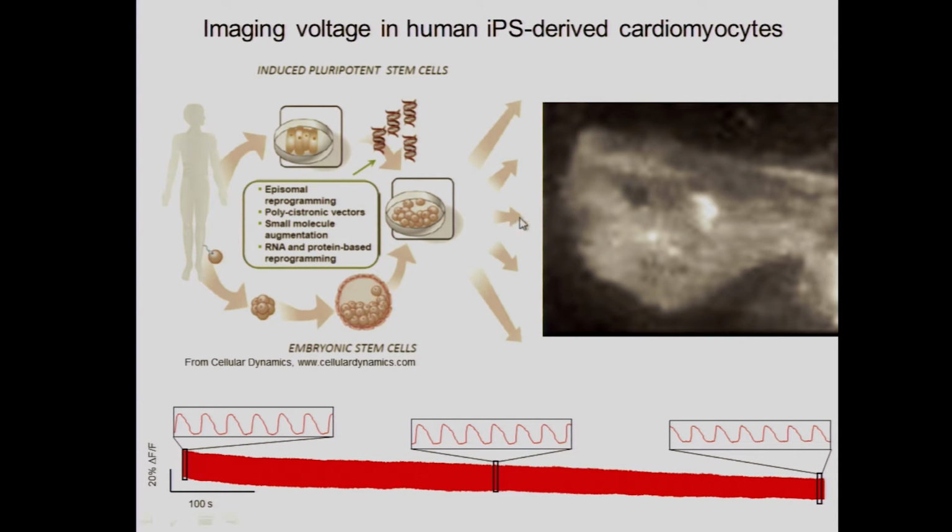So here's what a human cardiomyocyte looks like when it expresses one of these indicators. It's beating spontaneously in the dish, and so you can see it light up as it beats. And here's a plot of the fluorescence of one of these cells recorded for 1,000 seconds continuously. And you can see that it's beating at the beginning and it's beating at the end with no sign of phototoxicity or photo damage. And there's about 30% photobleaching over this 1,000-second recording from a single cell.